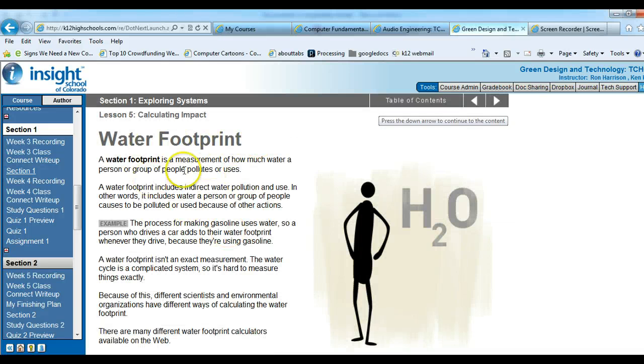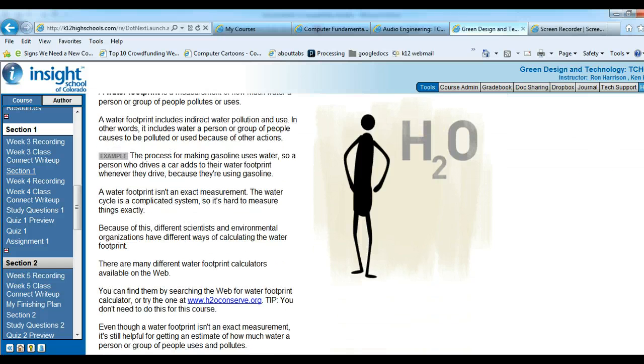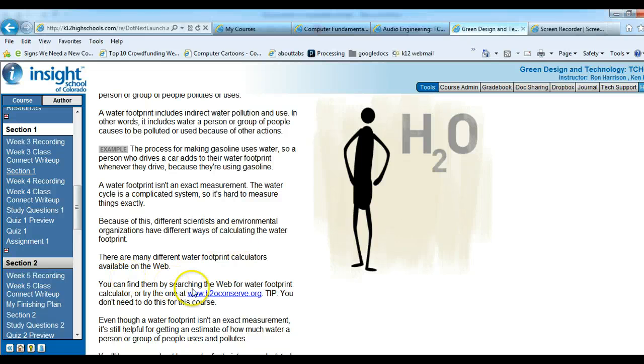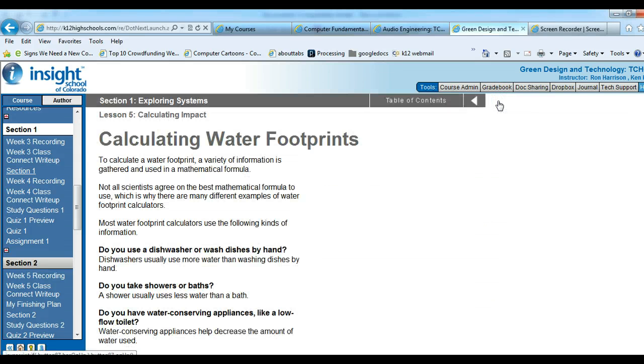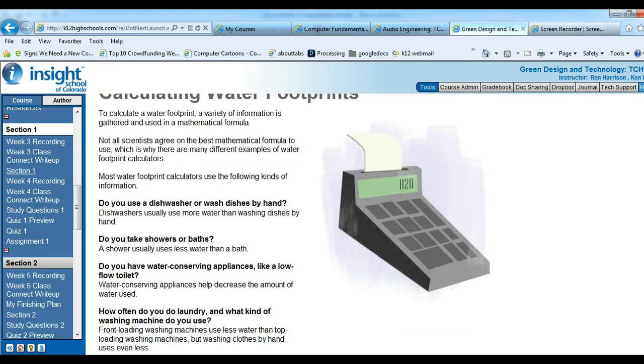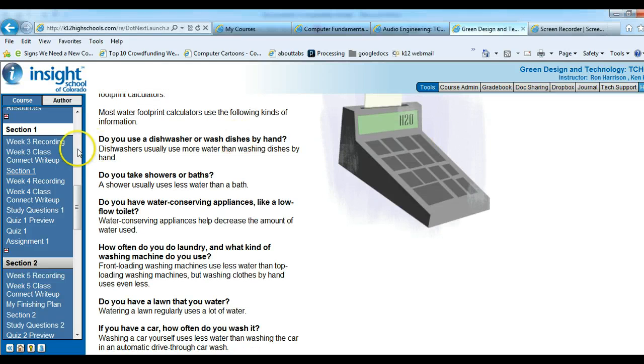And then there's what are called footprints. And footprints, this is how much water a person or people pollute or they use. So your water footprint would be how you can measure that. And you can go right here and figure out your water footprint. Go ahead and use that calculator to see how much water you use compared to other people. So calculating water footprint, think about some of the things that waste water.